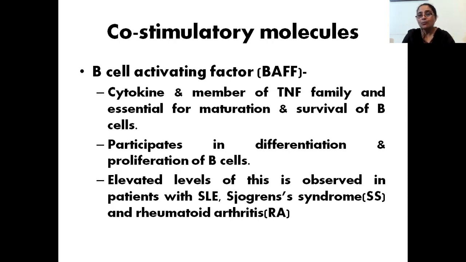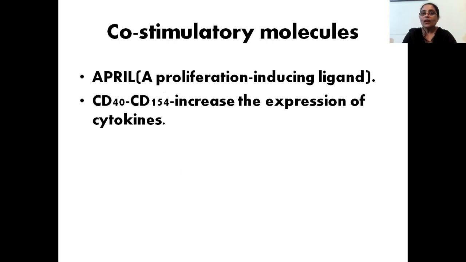BAFF has an important role because if BAFF levels are elevated, it can cause autoimmune diseases like SLE, Sjogren's syndrome, and rheumatoid arthritis. So it is important to learn that BAFF, the B cell activating factor, which is responsible for activation of B cells, if present in more quantity, can cause certain autoimmune diseases.